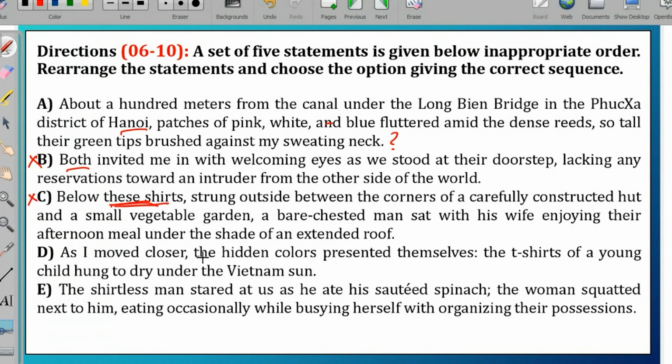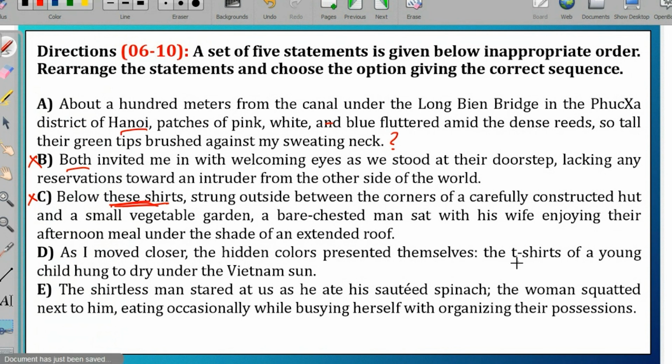As I moved closer, किसके close? Close to what? We do not know. As I moved closer, the hidden colors presented themselves. The T-shirts of a young child hung to dry under the Vietnam sun.